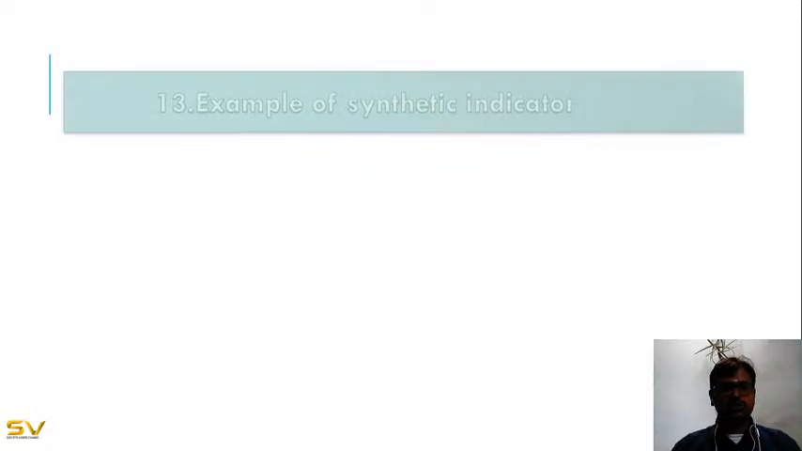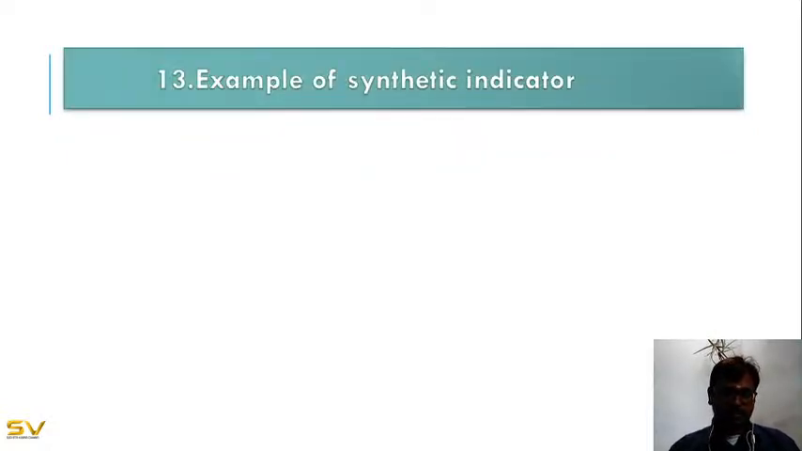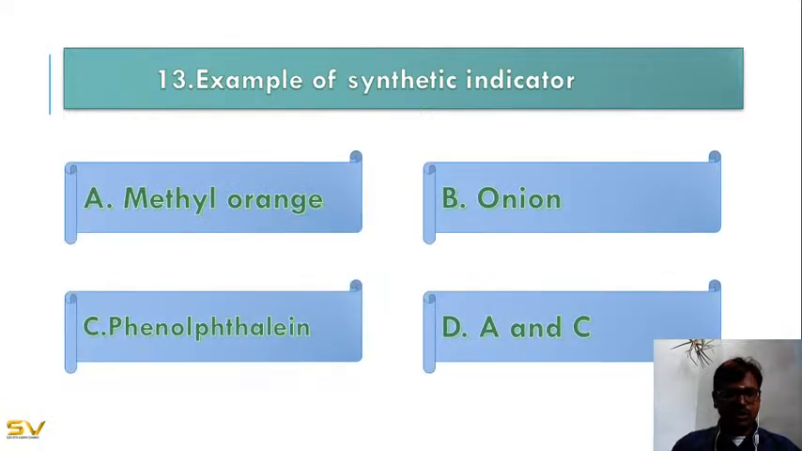Now coming to the next question, synthetic indicator example. As of now we discussed natural indicators. Now synthetic indicator. So methyl orange, onion, phenolphthalein, option A and C are correct. Before that we discussed natural indicators, and now we are discussing synthetic indicators. So it's methyl orange, onion, phenolphthalein, option A and C. Waiting for the answers.